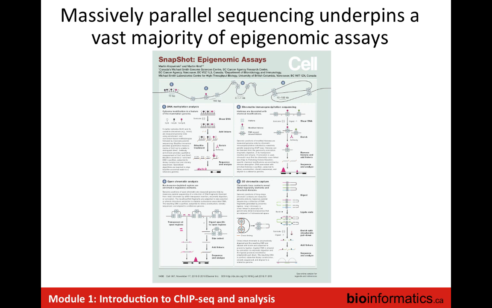And in fact, the first assays that were ever run and published on the, at the time, Celexa platform were ChIP-sequencing assays. So this is a summary that we published along with the IHEC compendium papers that were published in November this year in Cell. And this just really highlights four different assays, including ChIP-sequencing, all of which depend on massively parallel sequencing.